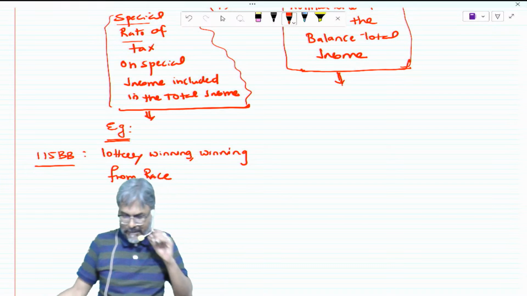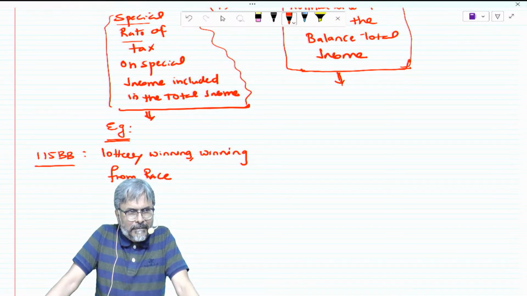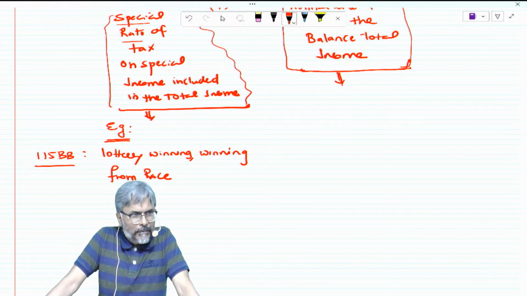Here, I'm not aware what the situation is in Hyderabad. Do you have a race course here? Race course? Horse racing? I think it is in Bangalore. In Bangalore, it is there. In Mumbai also, it is there. The Mahalakshmi race course. And in Bangalore also, the race course is there.